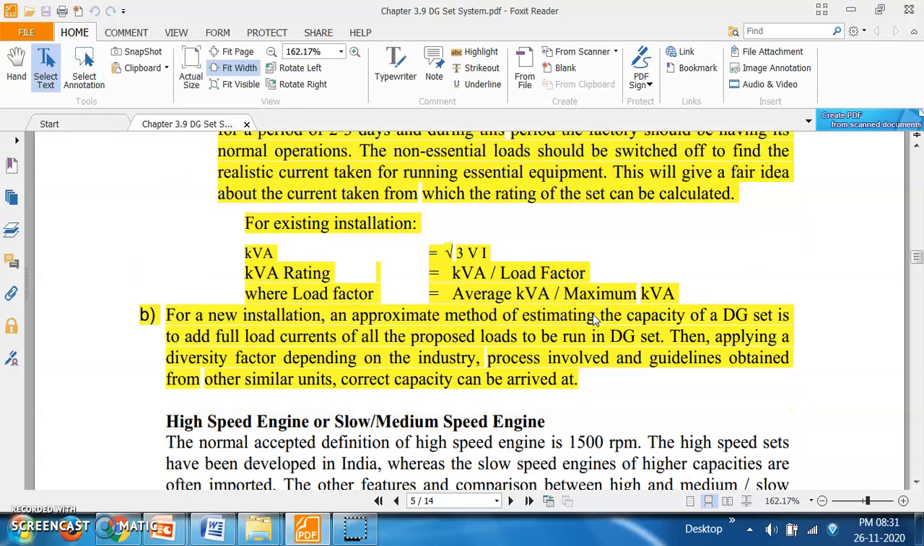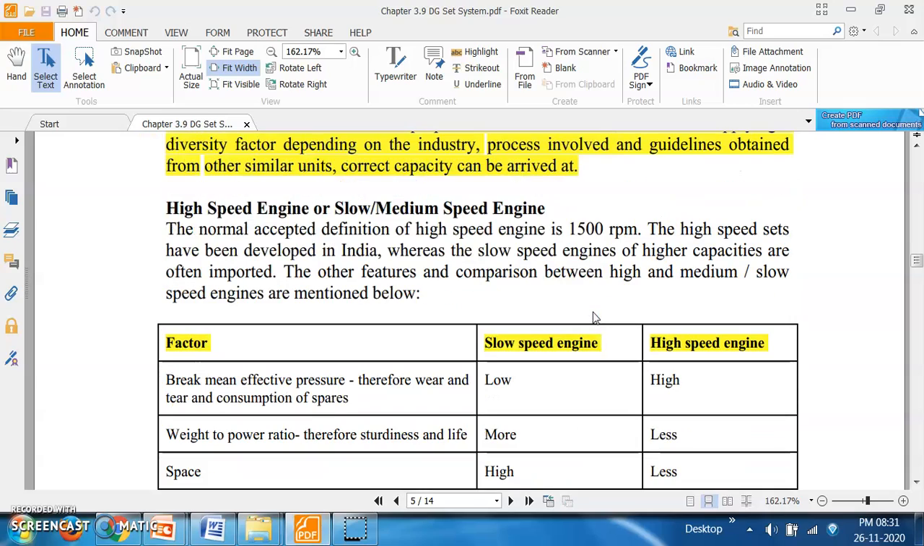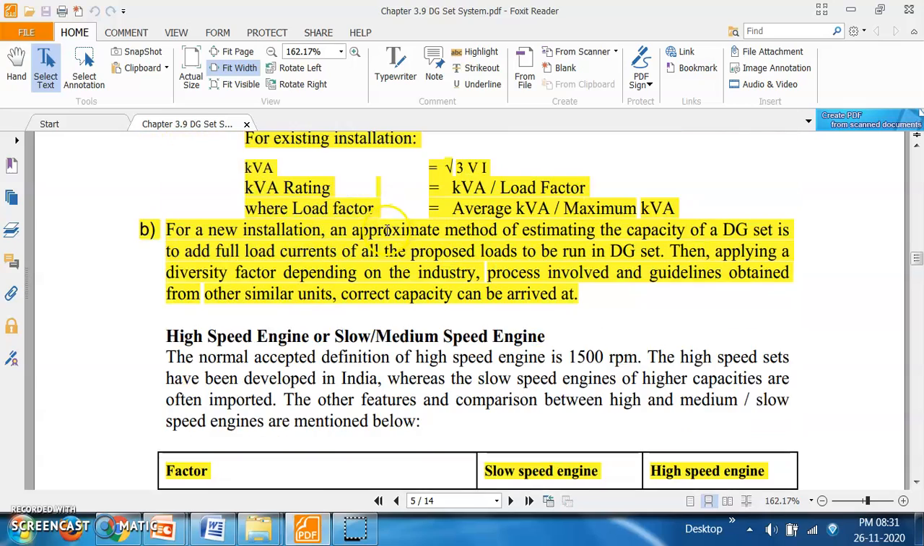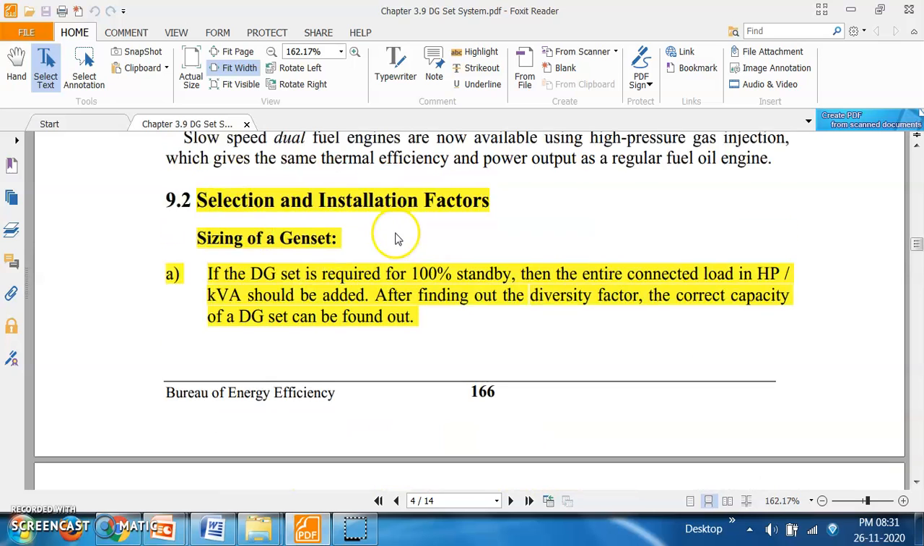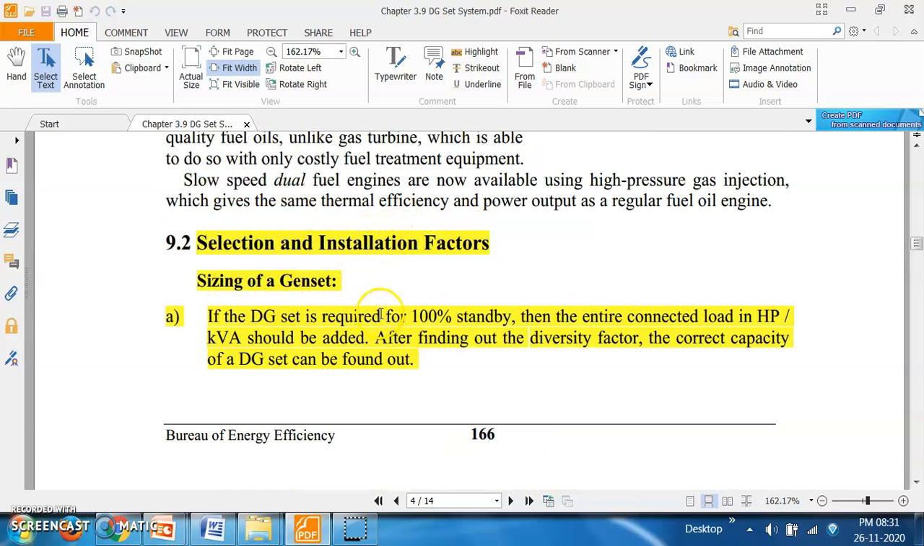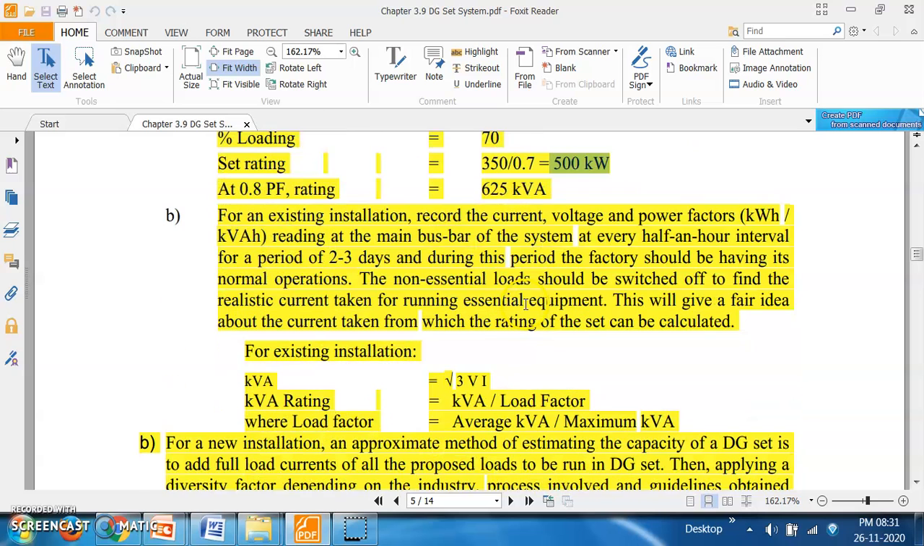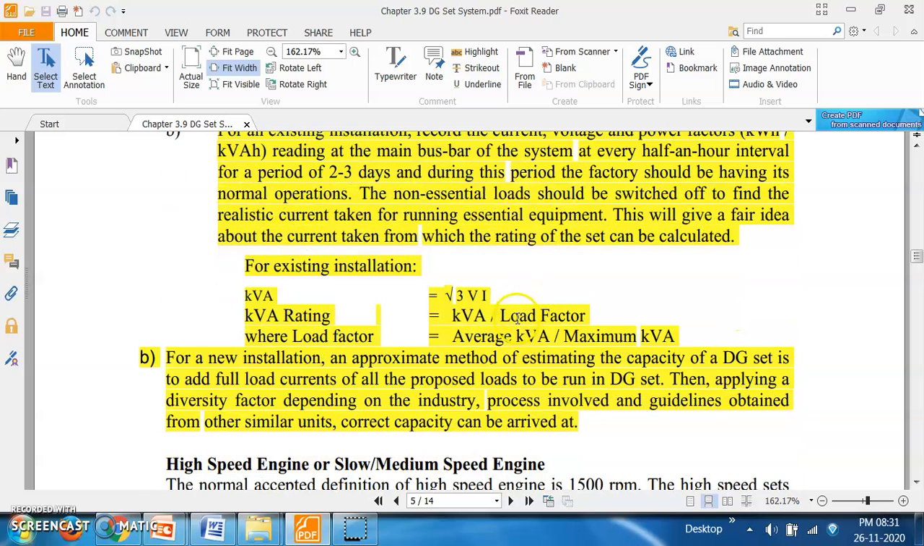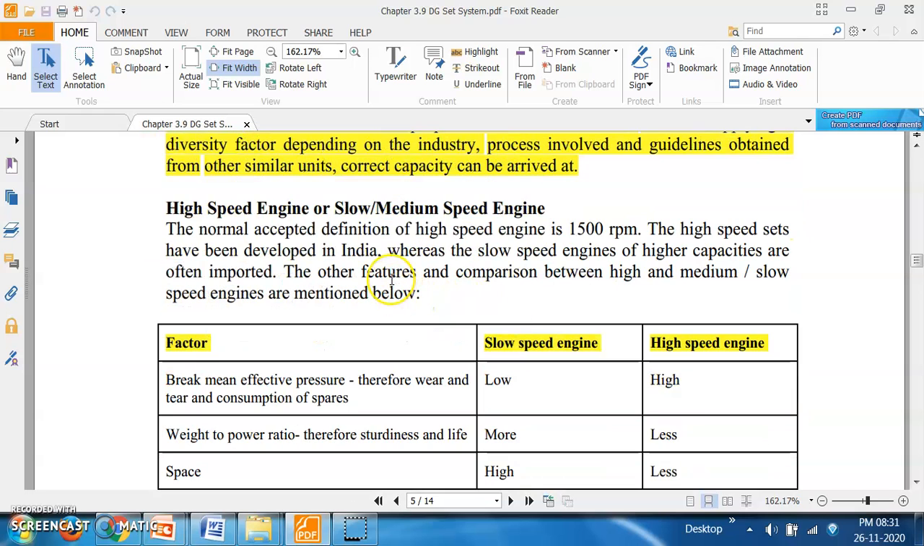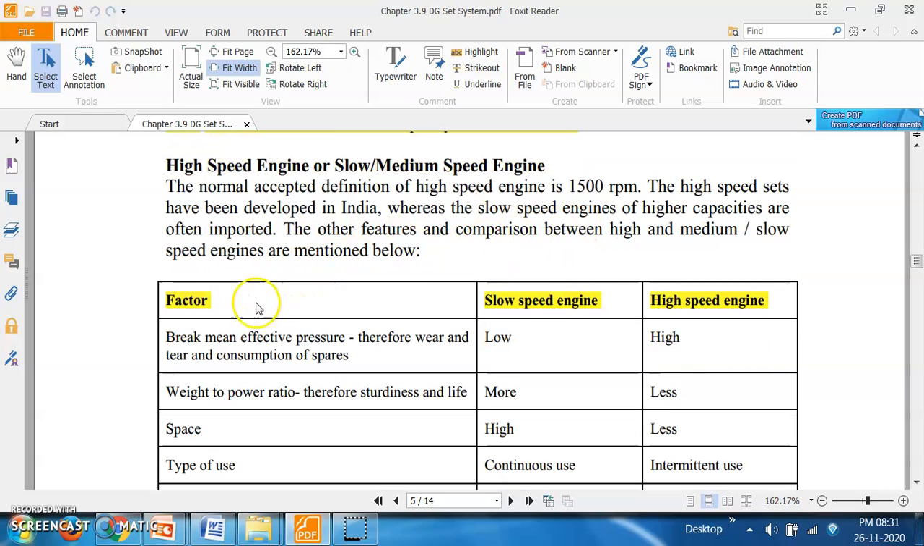And the next thing is, now the first thing, how the unit sizing can be defined or calculated, we have explained now, right? The same thing I will explain with another PPT, and before that we will move to another factor. When you go for the selection of a diesel engine, there will be two options: high speed engine and slow or medium speed engines.